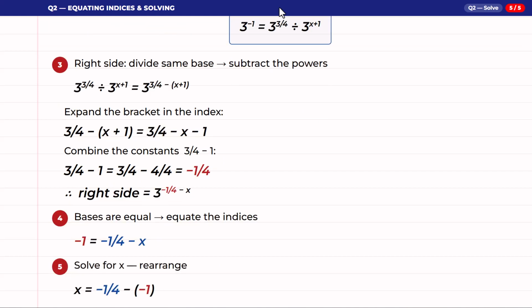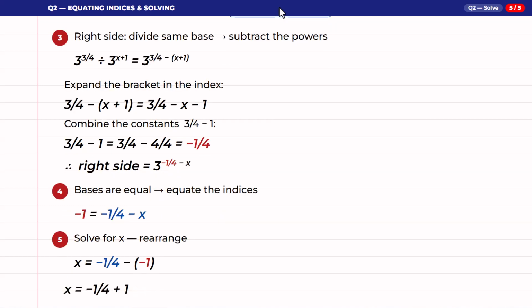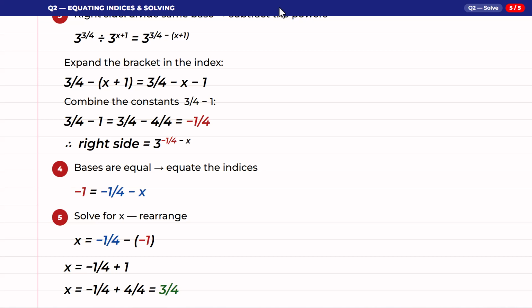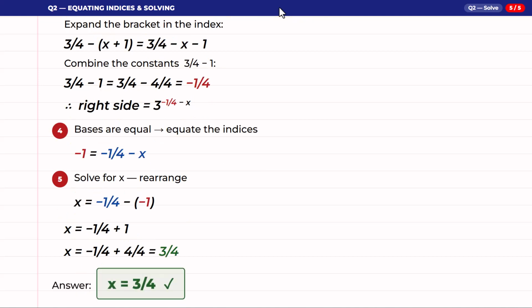Step 5. Rearrange to solve for x. Add x to both sides and add 1 to both sides, or equivalently rearrange: x equals minus 1/4 minus the bracket minus 1. Minus the bracket minus 1 becomes plus 1. So x equals minus 1/4 plus 1. Convert 1 to 4/4. Minus 1/4 plus 4/4 equals 3/4. The exact value of x is 3/4.